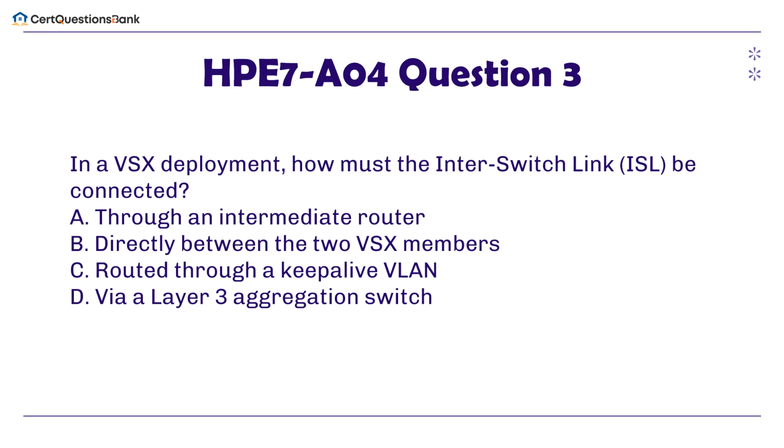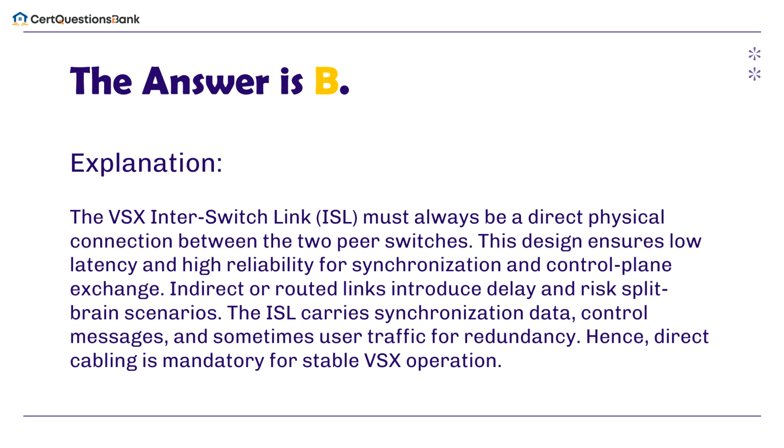In a VSX deployment, how must the inter-switch link, ISL, be connected? A. Through an intermediate router. B. Directly between the two VSX members. C. Routed through a keepalive VLAN. D. Via a Layer 3 aggregation switch. The answer is B.